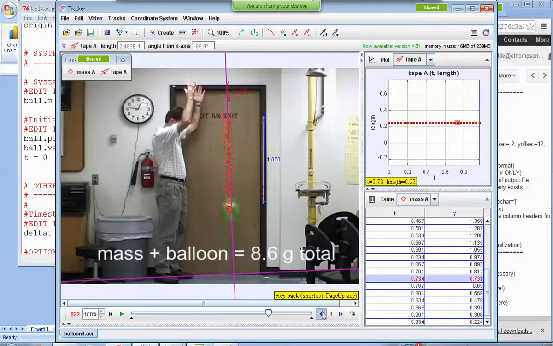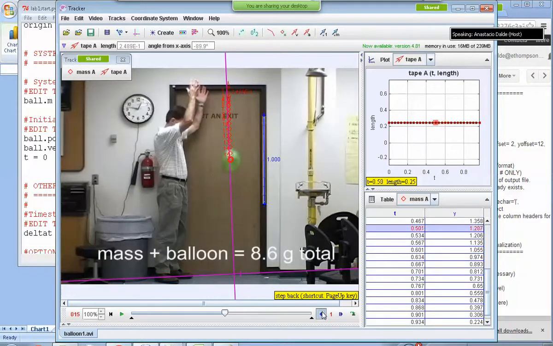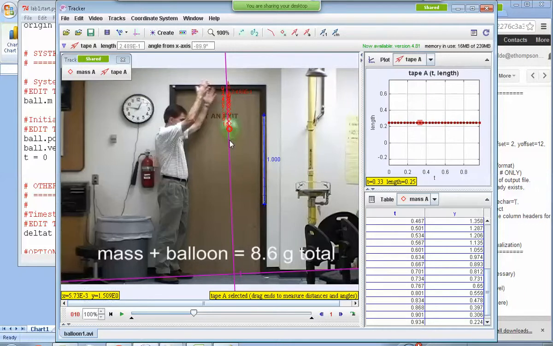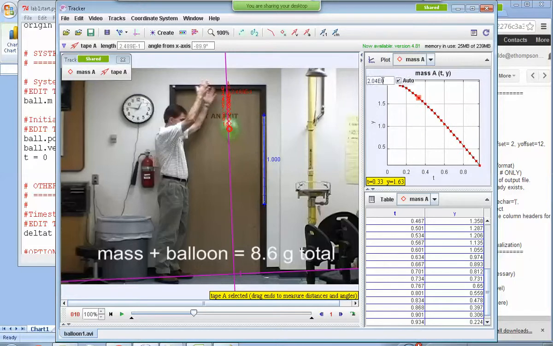I think they put a little mass on the balloon or in the balloon, or a battery or something, so it falls a little bit faster. But for the most part, we're looking at this curved motion. Do you guys agree?